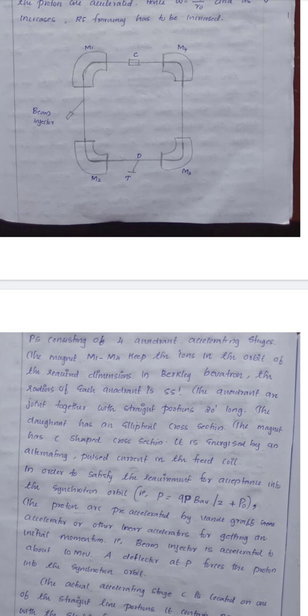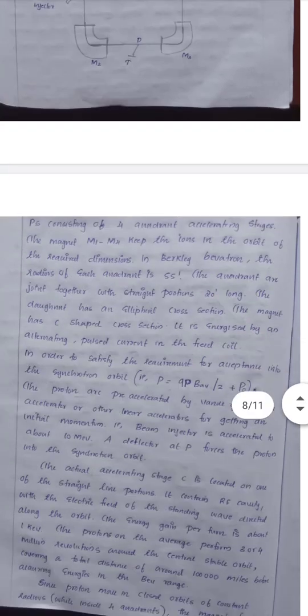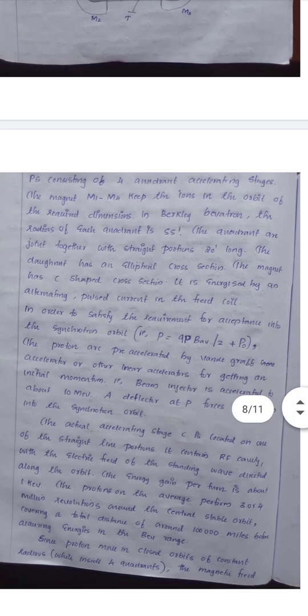These 4 magnets M1 M2 M3 M4 keep the ions in the orbit of required dimensions. Taking the Berkeley Bevatron as an example of a proton synchrotron, the radius of each quadrant is 55 feet and the quadrants are joined together with straight portions 20 feet long. The donut has an elliptical cross section and the magnet has a C-shaped cross section. It is energized by an alternating pulsed current in the field coil. In order to satisfy the requirement of acceptance into the synchrotron orbit, the proton is pre-accelerated by a Van de Graaff accelerator or any other linear accelerator for getting an initial momentum.